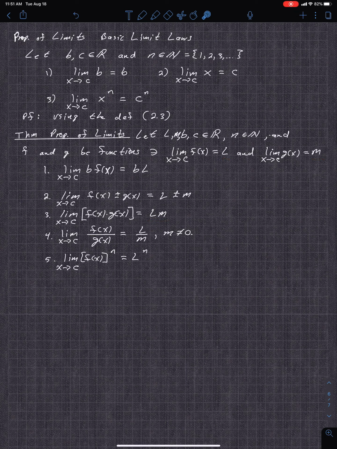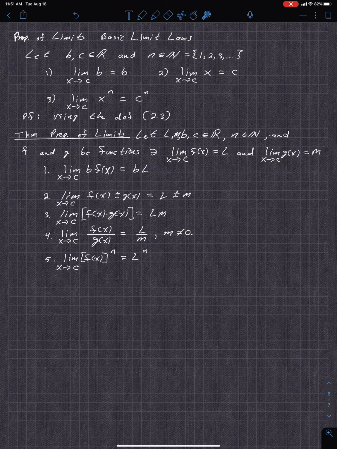And then the quotient, same thing. If you do a quotient of those two functions, it's L divided by m, of course, provided m is non-zero. And then a power property as well. So f of x is L as you approach, raised to a power, and it's got to be natural, right? It's still a natural number because you don't want to divide by it and get something else. Then you get just L to that power.